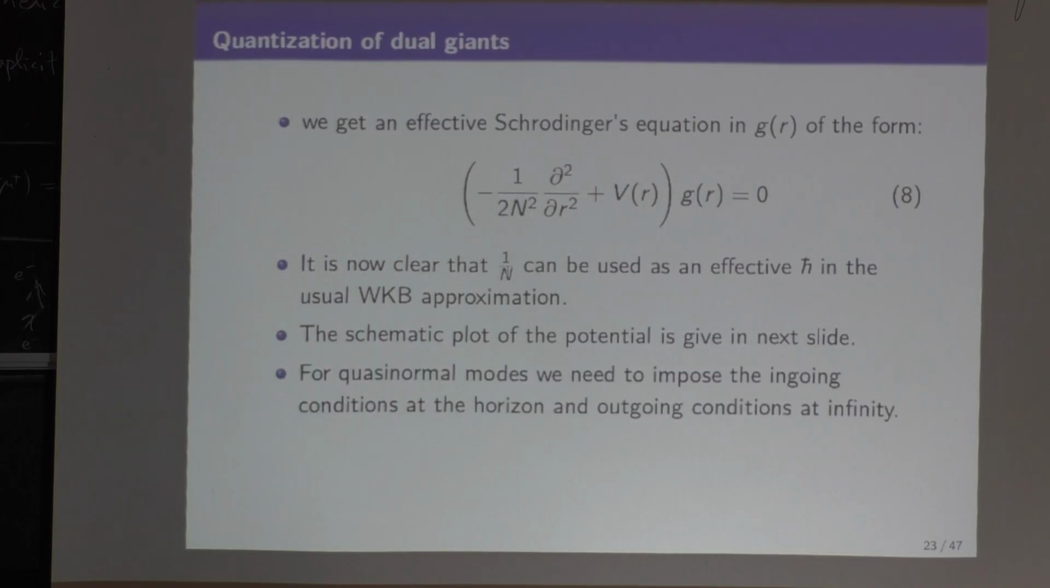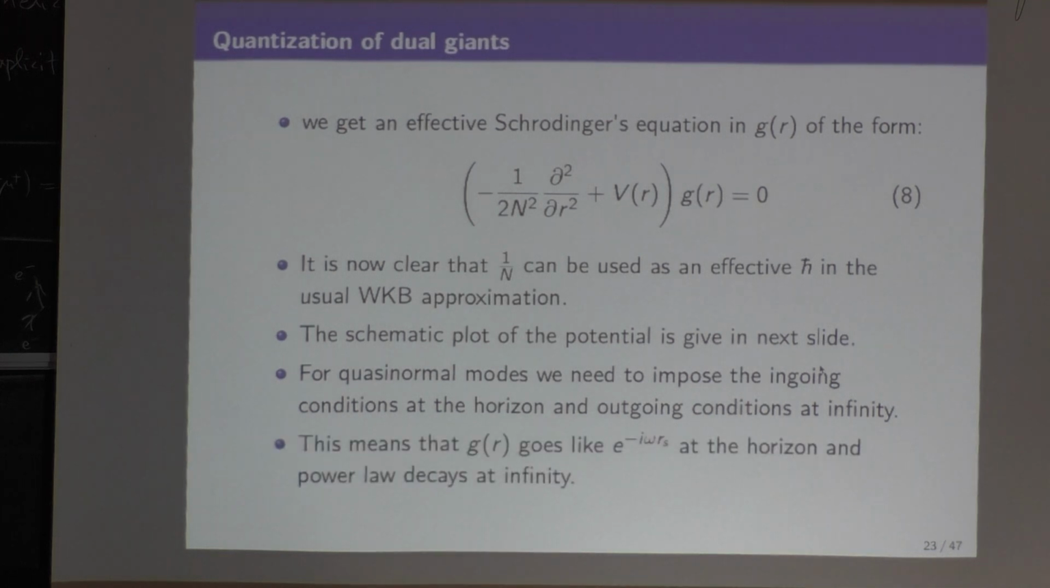And for quasi-normal modes, we have to impose the boundary conditions that the field is ingoing at the horizon, and it's not outgoing. It should be normalizable at infinity. In AdS, these are the boundary conditions that we have to put. And this means that this g(r) near the horizon should go like e^(-i omega r_s), where r_s is the tortoise coordinate.